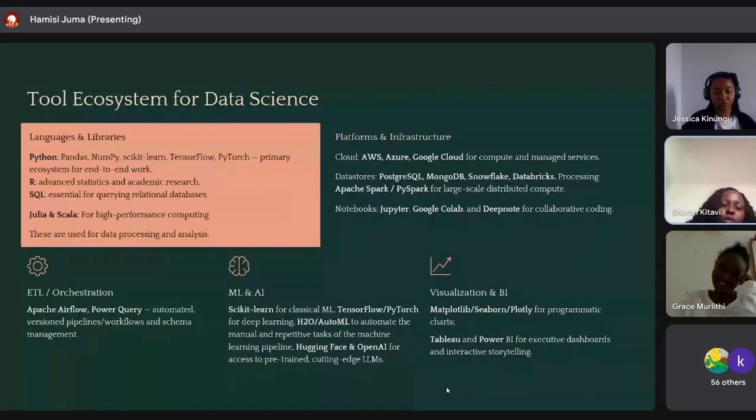And yeah, lastly, we also have platforms like Hugging Face, where you have access to pre-trained, cutting-edge large language models. And lastly, we also have visualization and BI tools. The most common being Matplotlib or Seaborn or Plotly for programmatic charts, and then the more commercial tools like Tableau or Microsoft BI for executive dashboards and interactive storytelling.